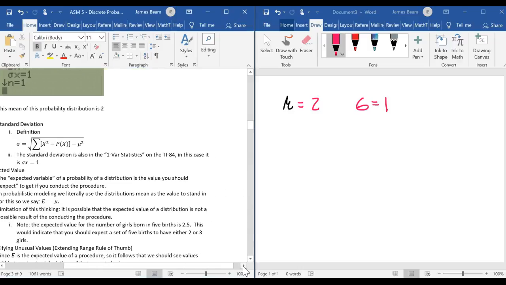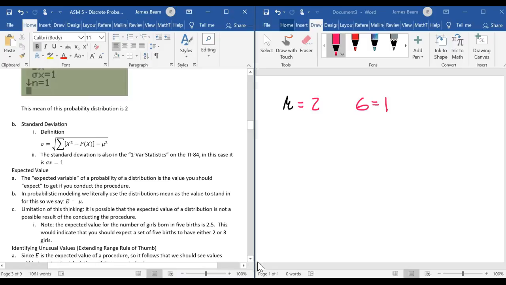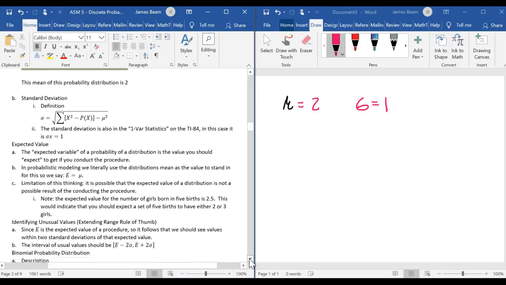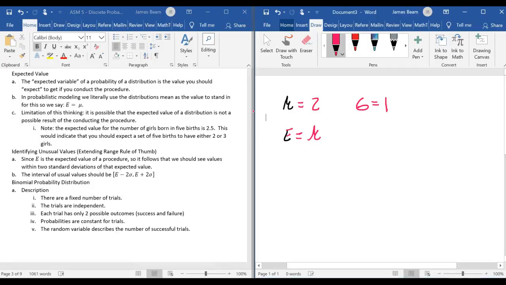Flipping around the language a bit, we talk about, given a probability distribution, the expected value. Expected value is literally the same thing as the mean. There is no difference between the two. The mean of the probability distribution is the same as the expected value.